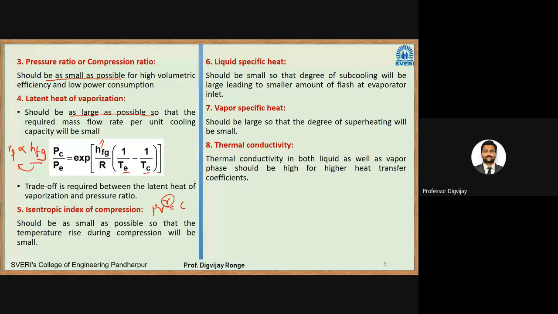So thermal conductivity in both liquid as well as vapor phase should be high for a higher heat transfer coefficient or higher heat transfer. Okay, so if you want to transfer the heat by conduction, the more the thermal conductivity, the higher will be the heat transfer.